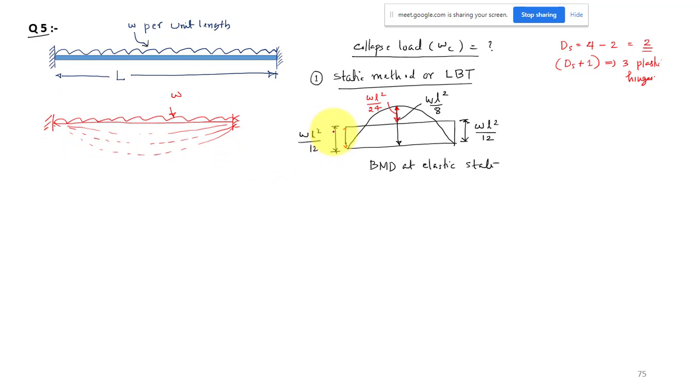So that is the use of the moment diagram. That is why we are drawing the moment diagram. So at which location will your moment reach MB?